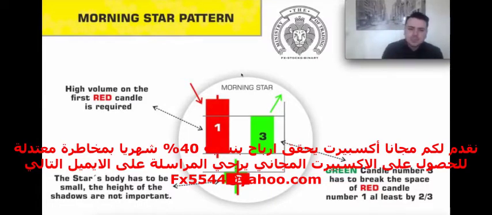All right. So the first candle needs to have a lot of volume and needs to be a big candle because we want to have a good sign from the market that traders are pushing down the price. So this is why we really want to see this big red candle.